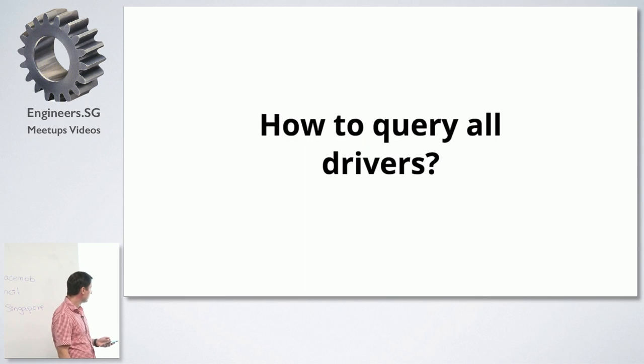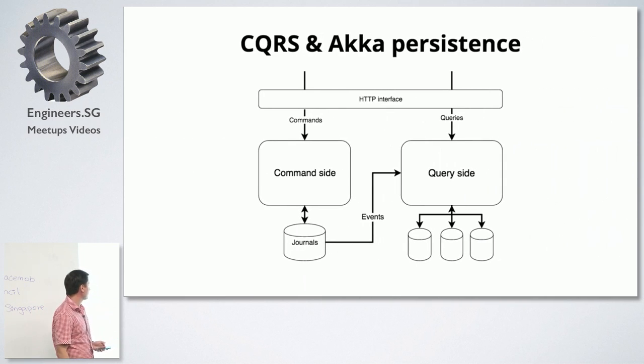Maybe it's even slow. So you may have heard about an approach called CQRS. It's pretty old already. It stands for command query responsibility segregation, meaning separation. The command side we just discussed. Again, we get the command via HTTP interface or WebSocket or whatever. We verify that this command is valid. We generate an event from this command. We store it in the journal, and then we change the state. This is the command side.